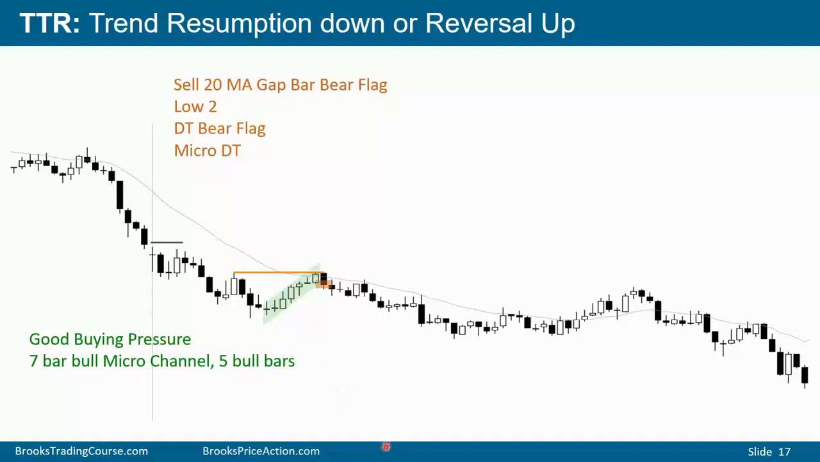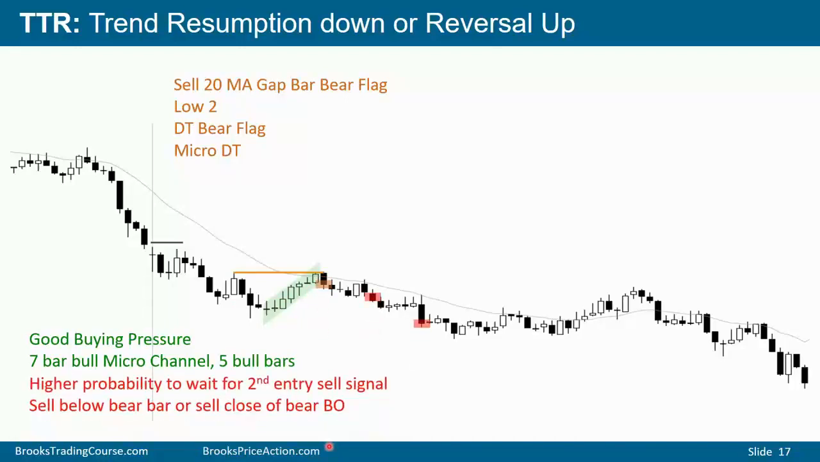Pretty good buying pressure. We have 7 bars in a bull micro channel with 5 bull bodies, but the bodies are not all that big. Plus, it's a 20 gap bar sell. We've been entirely below the moving average for more than 20 bars, and therefore, traders who are selling below the average price will be very happy to sell at the average price, which they get to do here. Other bears prefer higher probability and wait for breakouts and follow through. Every reversal attempt up is probably going to be a bear flag. It'll probably fail, so bears will look to sell on a reversal down, especially below a bear bar.